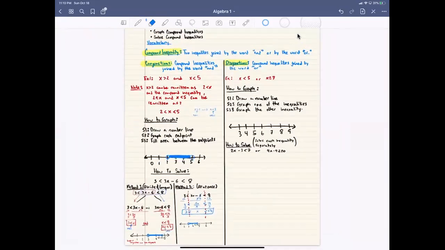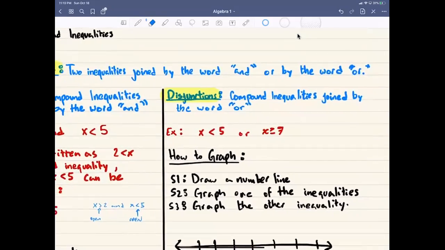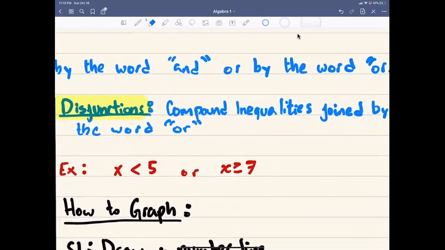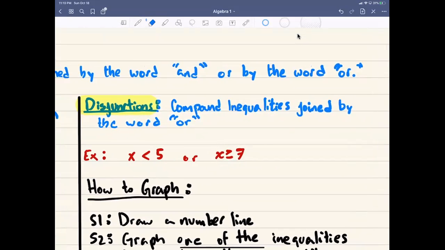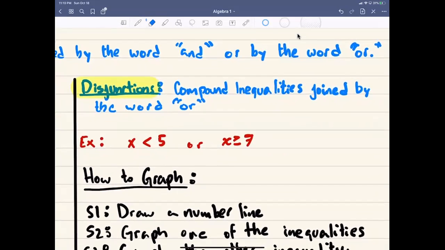Now we gotta go over our disjunctions. What are our disjunctions? Well, let's just refresh that real quick. Disjunctions are the compound inequalities joined by the word or. Example, x is less than 5 or x is greater than or equal to 7. Like I said earlier, the inequality symbol doesn't really matter. It can be greater than or equal to. It just depends on the problem.